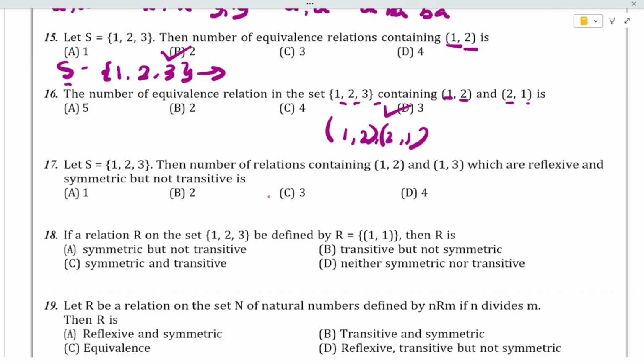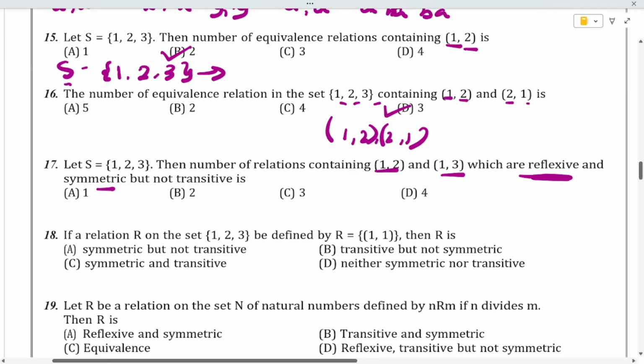Three equivalence relations satisfy the condition. Let S = {1, 2, 3}. The number of relations containing (1,2) and (1,3) which are reflexive but not symmetric, and symmetric but not transitive. See, they are asking: you have a set, and how many relations can have (1,2) and (1,3)? That means it should satisfy the condition reflexive, it should satisfy symmetric, but it should not be transitive.